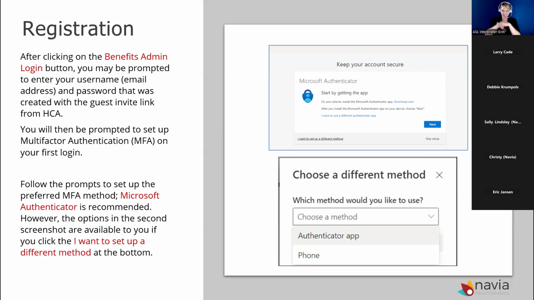You just want to follow the prompts on the page. It's going to look like the screenshots over here on the right. You have a few options for setting up your preferred MFA method. We recommend Microsoft Authenticator, but you do have some other options. And if you pick, I want to select a different method, you will see this little drop menu that gives you some other choices.